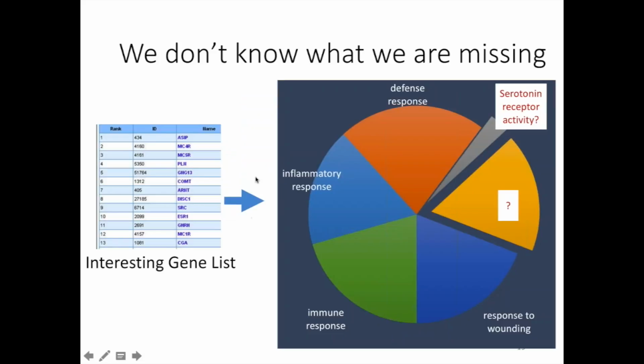So given your interesting gene list, your fancy statistics will give you these overrepresented categories of information about how the inflammatory response is activated, defense response is activated in that list. But wait a second, maybe you missed that serotonin receptor activity should have been there. And of course, there's so much more that you don't know. And so clearly, this is a big problem.